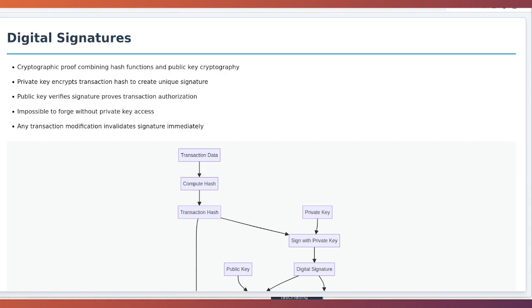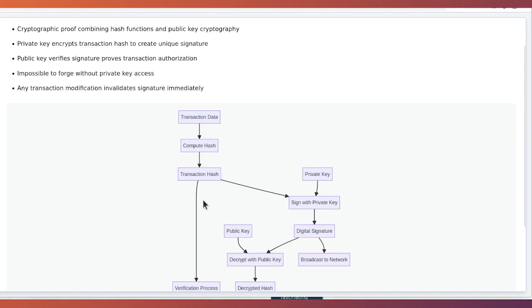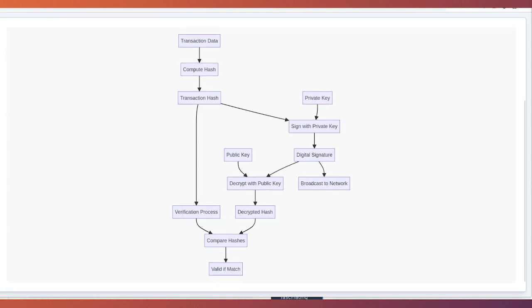When you want to send cryptocurrency or execute a transaction, you use your private key to create a digital signature for that transaction. The process involves taking a hash of the transaction data and then encrypting that hash with your private key using a mathematical algorithm. This signature is unique to both the transaction and your private key. You then broadcast the transaction along with your signature and public key to the blockchain network.